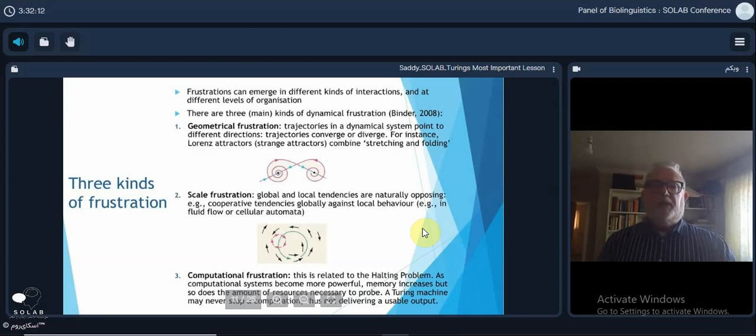And then we have computational frustration, and this is related to the halting problem, right? If the system becomes more powerful, memory increases, and so does the amount of resources necessary to probe it, and then ultimately it never stops, or else it crashes and burns. We don't run into computational frustration too much in what we're going to talk about.